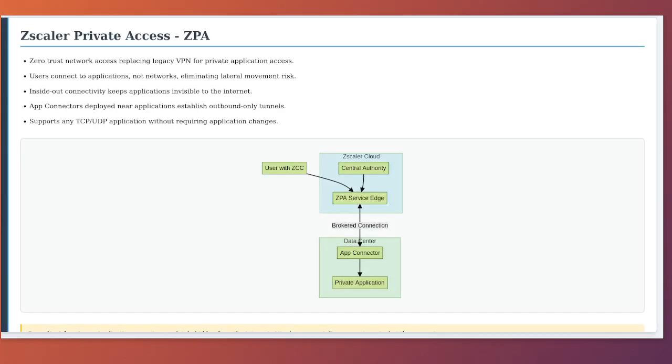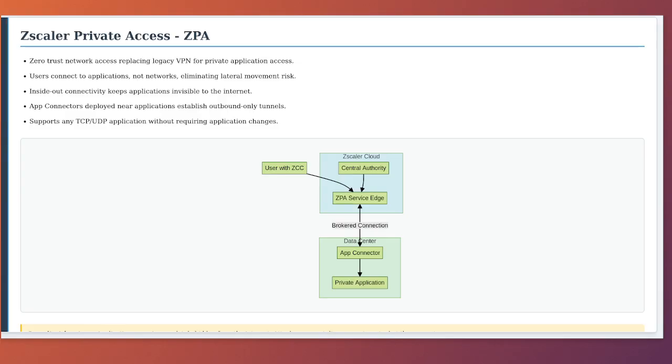Zscaler Private Access, or ZPA, provides zero trust access to private applications without using VPN. This is a transformative capability that changes how organizations provide remote access to internal resources. Instead of extending the LAN to remote users, ZPA connects users directly to specific applications.